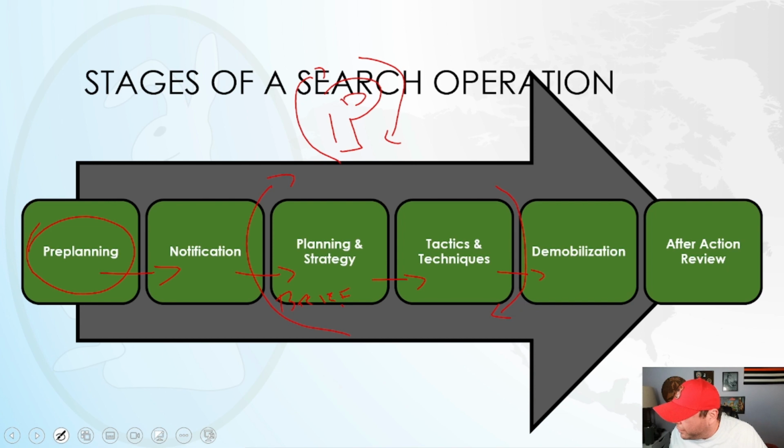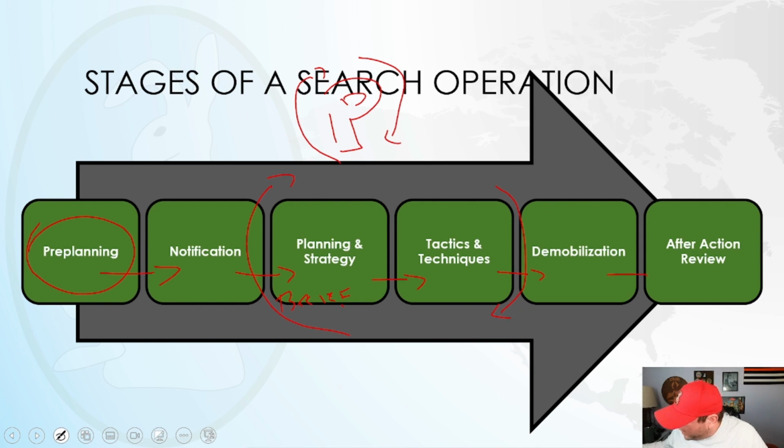We'll evaluate and make sure that they can make it home safely. But demobilizing is always one of those things from a search manager perspective. You're keeping in the back of your mind, how do we get everyone out of here and get everyone home safely? How do we wind this search down? That's what that demobilization phase is all about.